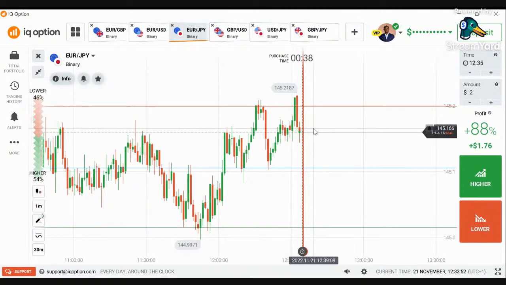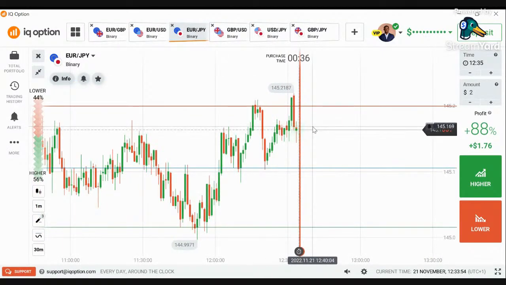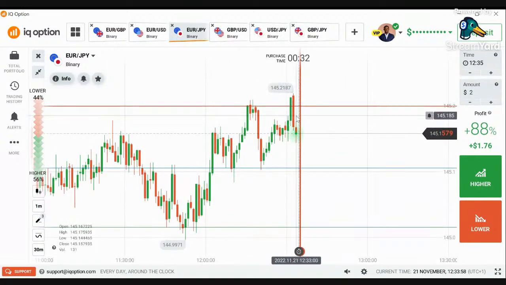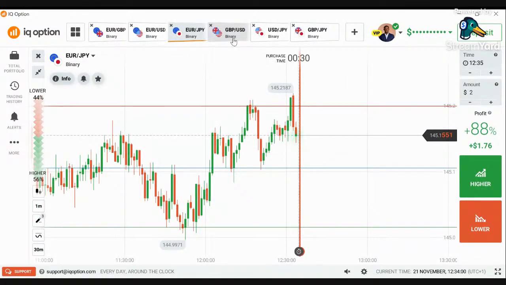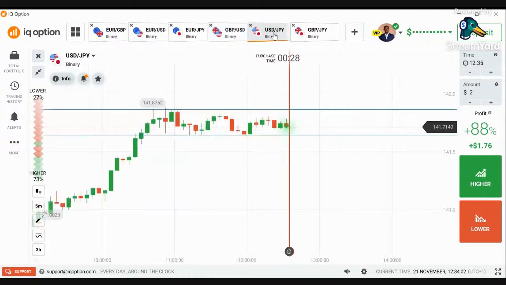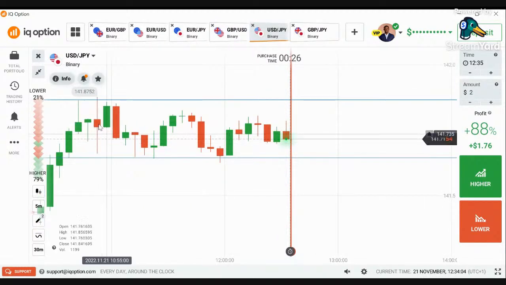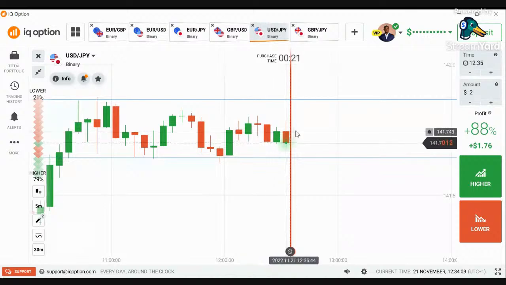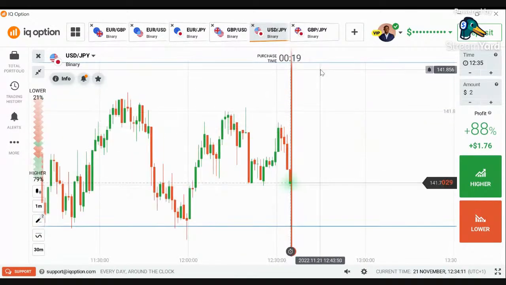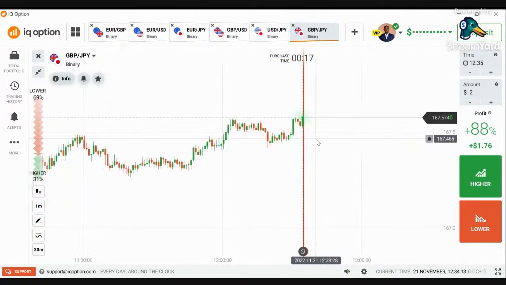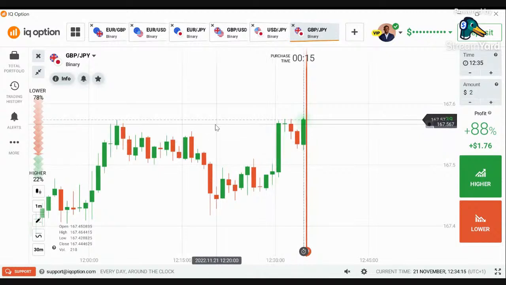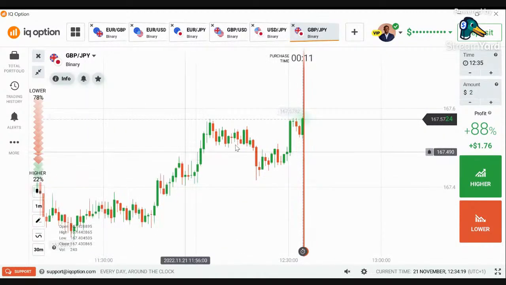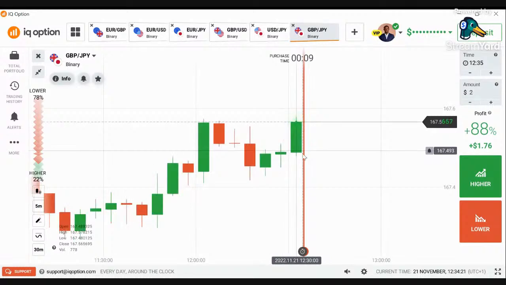On Euro JPY, the market is at the high prices to sell. GBP USD is rough. USD JPY is still ranging. This one is even consolidation. GBP JPY, okay, GBP JPY is trying to break out. It is trying to buy to go higher.